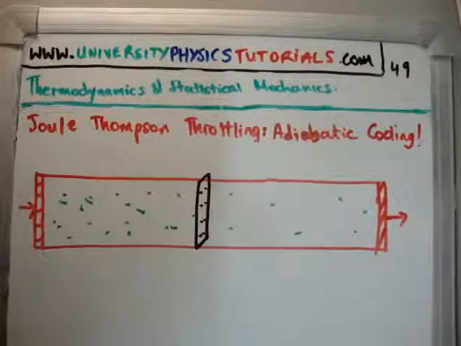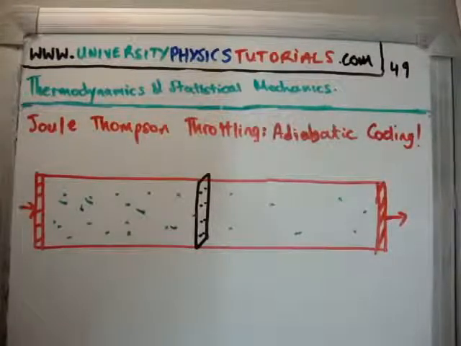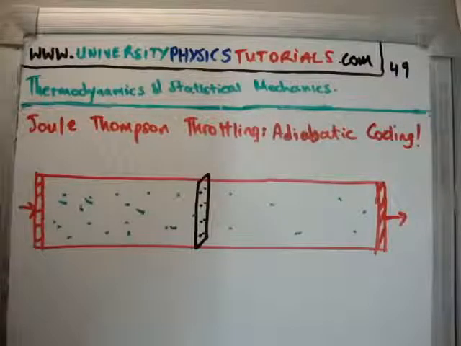So the Joule-Thomson process is sometimes conceptually difficult to understand. I had trouble understanding it at the start. I'm going to try to explain how I understand it, and hopefully that will help.